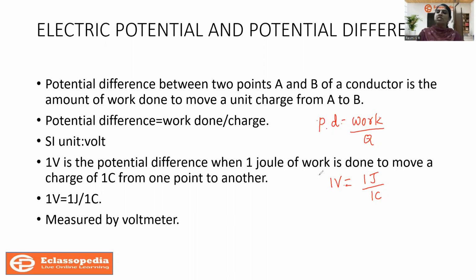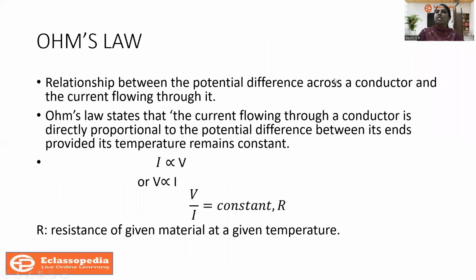So now we have learned what is electric current and what is potential difference. And is there any relationship between the voltage and the current in a conductor? Yes, that is given by Ohm's law. Ohm's law states that the current flowing through a conductor is directly proportional to the potential difference between its endpoints, keeping the temperature constant.